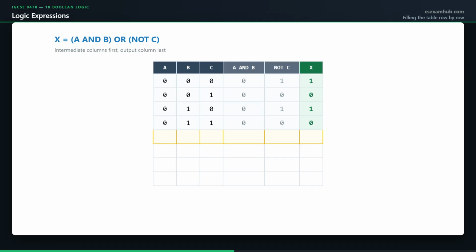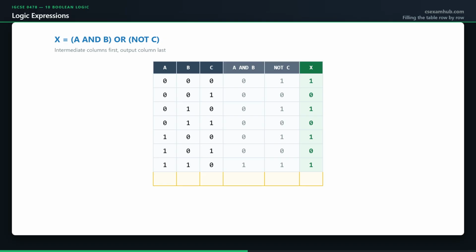Both intermediate columns are 0, so X is 0. Row 5: 1, 0, 0. A and B is 0 this time because B is 0, but not C is 1, so X is 1. Row 6: 1, 0, 1. Both intermediates are 0 again. X is 0.